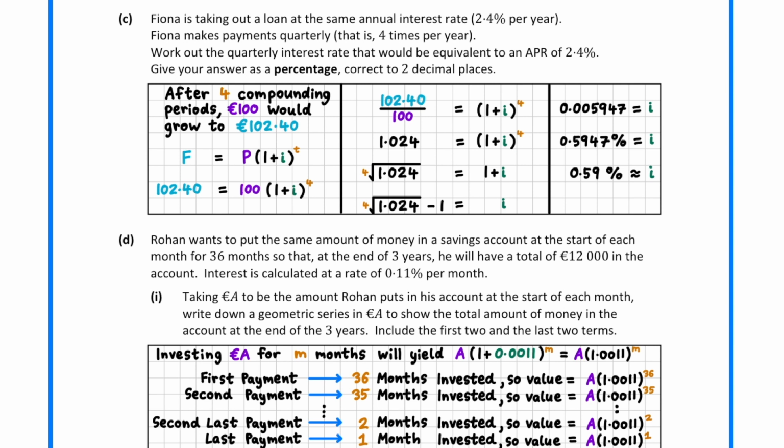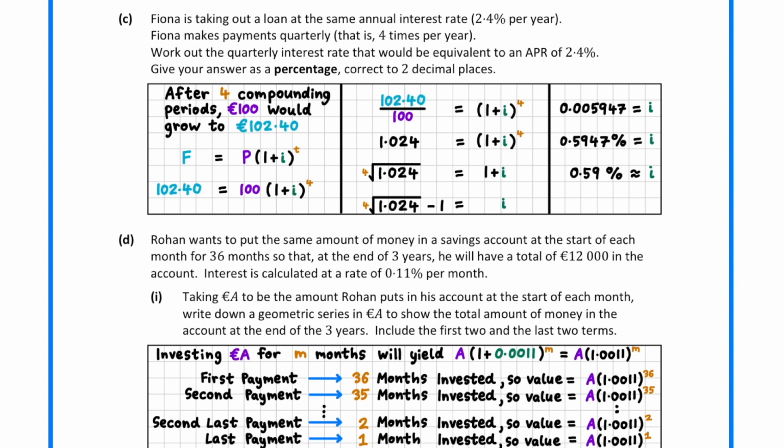In C, Fiona makes quarterly payments for a loan that has an annual percentage rate of 2.4%. We must find the equivalent quarterly interest rate. It will help to work with concrete numbers, so let's imagine we invest €100 for 1 year. Since there are 4 quarters in a year, after 4 compounding periods, the €100 would grow to €102.40. Putting this into the compound interest formula tells us that 102.40 is equal to 100 times 1 plus I to the power of 4.